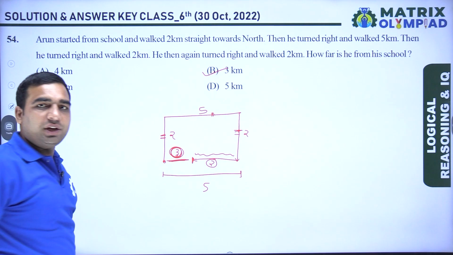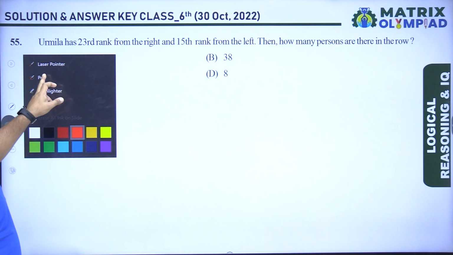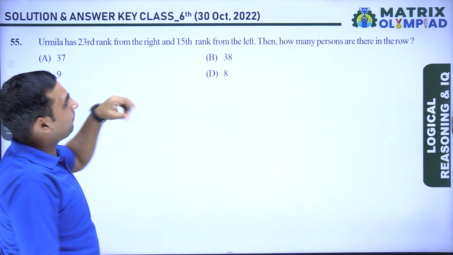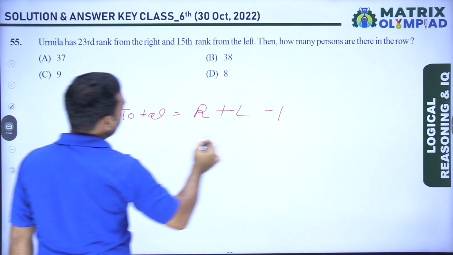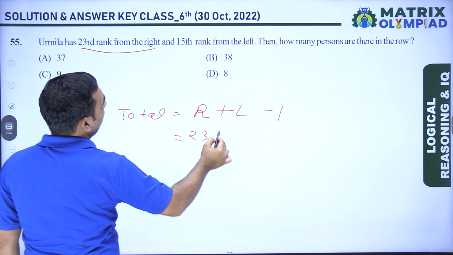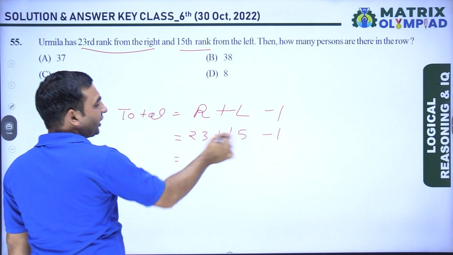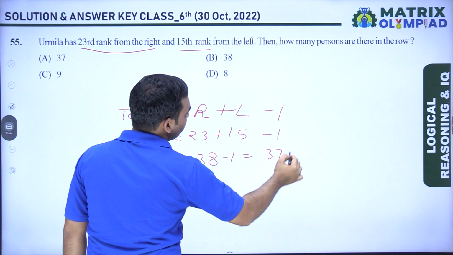Next question is question number 55. Urmila has 23rd rank from the right and 15th rank from the left. How many persons are there? As you know, the formula for the total number of persons is right plus left minus 1. 23rd from right plus 15th from left minus 1. 23 plus 15 is 38. Minus 1 is equal to 37. Our answer is 37. Option A is the correct answer.